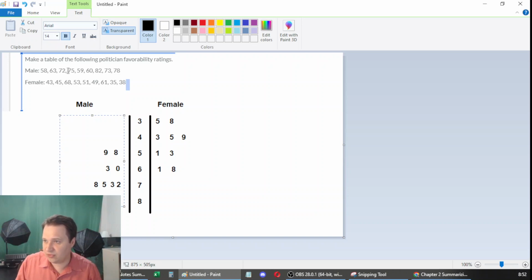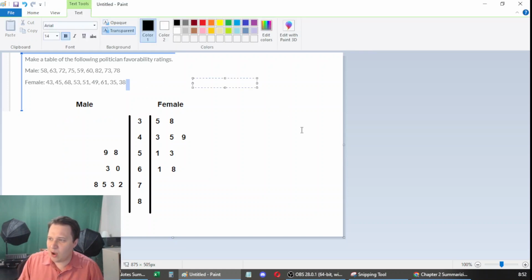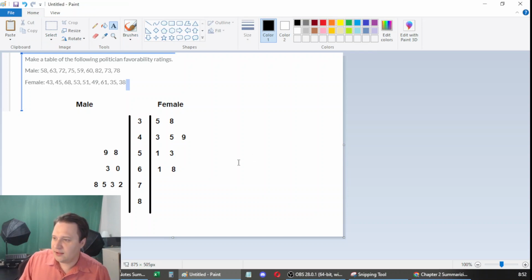So let's see. 1, 2, 3, 4, 5, 6, 7, 8, 9. Perfect. So I got everything. So there's your two-sided stem plot. Sorry, it's a little bit messy. I want you to think now about why this might be useful data. You can see that we've represented all 9 females and all 9 males and put their values here.